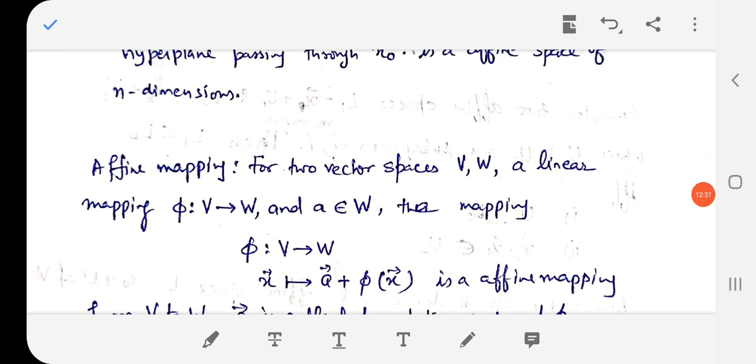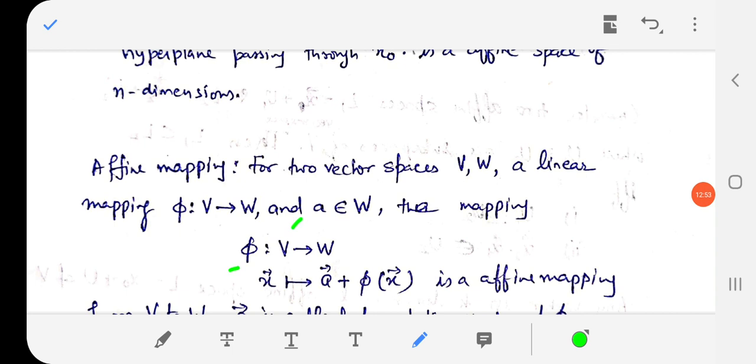Now similar to the affine space, we can have an affine linear mapping. Instead of the normal mapping, in this particular thing we have a mapping with input space V and output space W. So V and W both are vector spaces, and we have mapped x to phi of x. So let us suppose that this phi is a linear mapping.